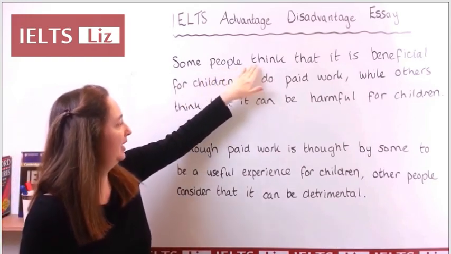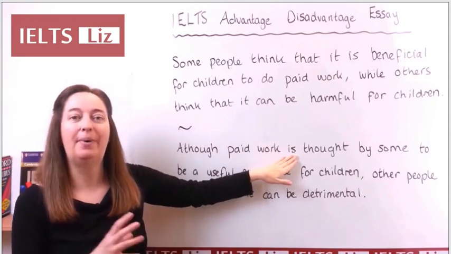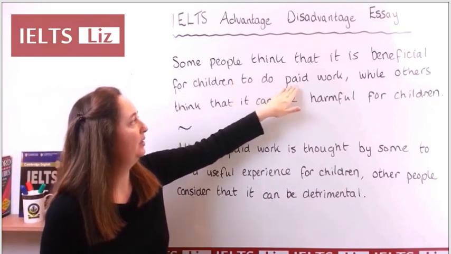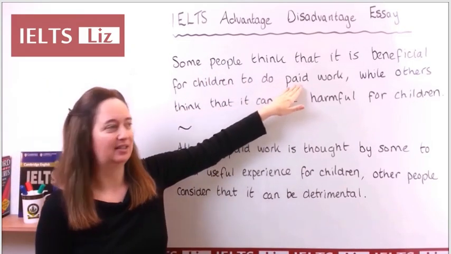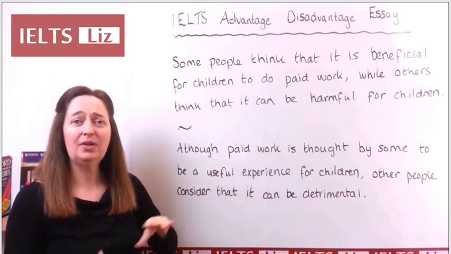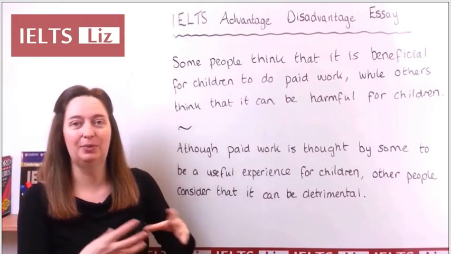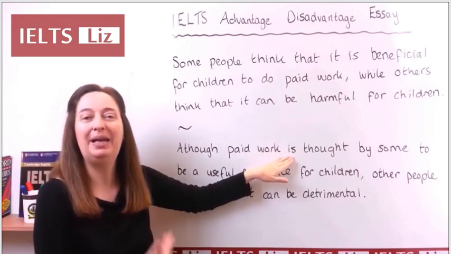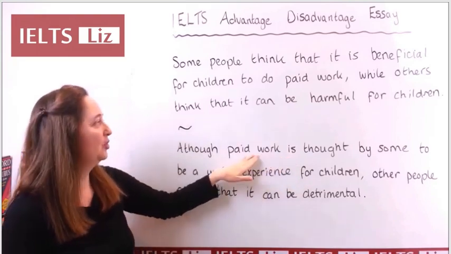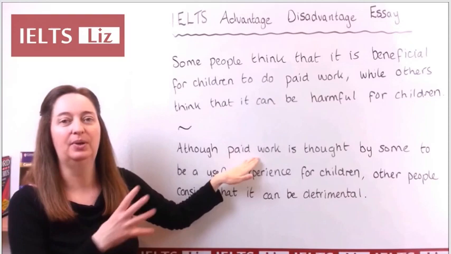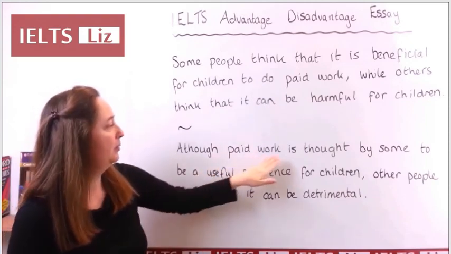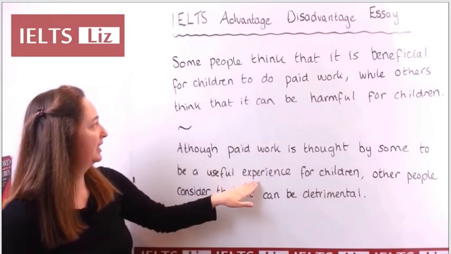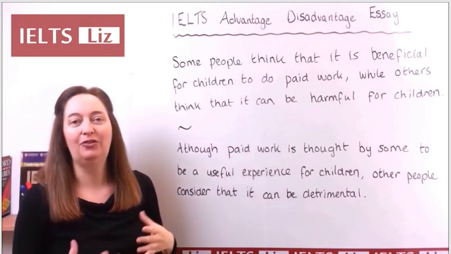Now they say some people think, and what we've done here is we've changed it to a passive, which is thought. They also put paid work at the end of this part of the sentence. We've put it at the beginning. So what we're doing is we're changing a verb from active to passive. And we can do that because we are expressing not our opinion, but other people's opinions. And we've also changed the order of information, and we've put paid work at the beginning. So although paid work is thought by some, so some people, to be a useful experience, now they say beneficial.